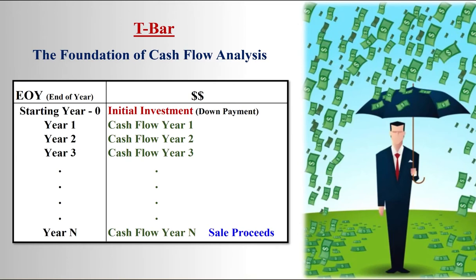This is a good depiction of what we just talked about. On the left is the number of years, on the right is the initial investment, normally a negative number because we're putting money down. And the cash flows from year 1 through year N. Let's say it was 5 years, so it'd be year 1 through 5. And at the end is the sales proceeds, and that would also be a positive number.